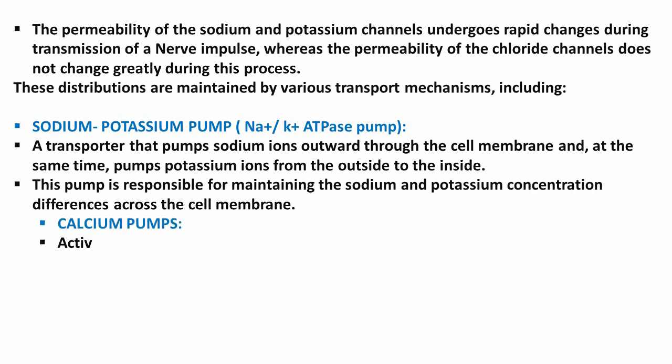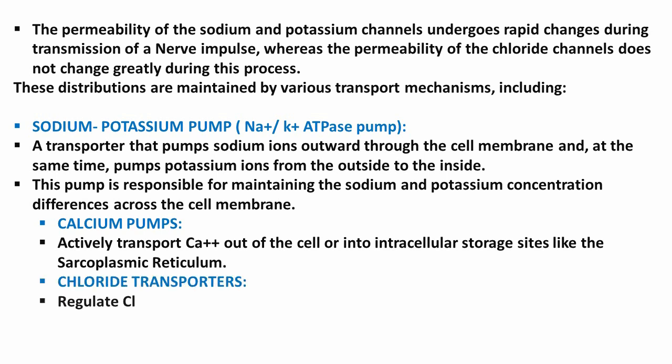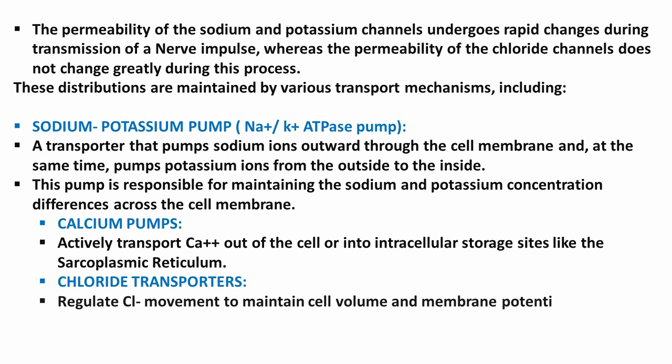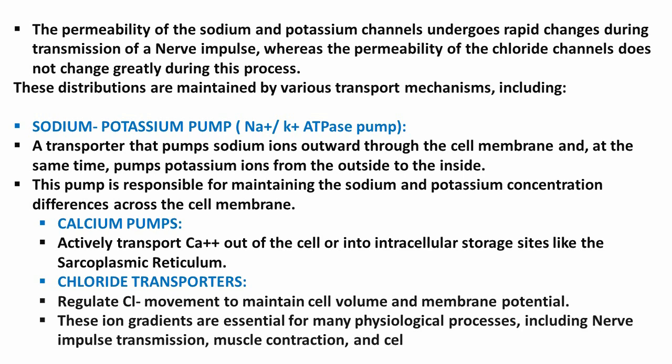Calcium pumps actively transport calcium out of the cell or into intracellular storage sites like the sarcoplasmic reticulum. Chloride transporters regulate chloride movement to maintain cell volume and membrane potential. These ion gradients are essential for many physiological processes, including nerve impulse transmission, muscle contraction, and cellular homeostasis.